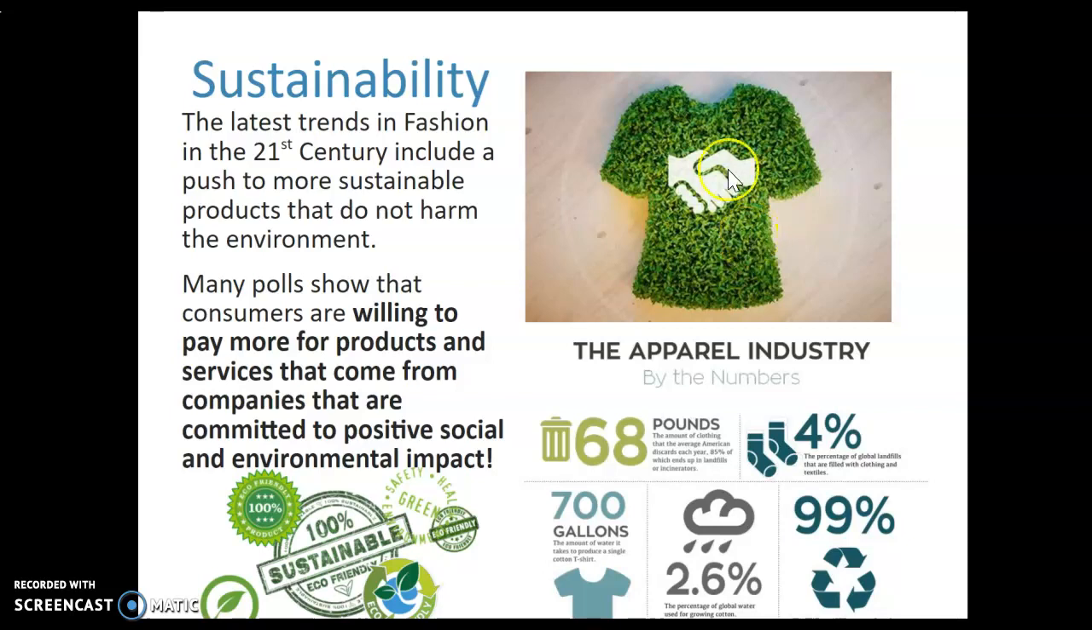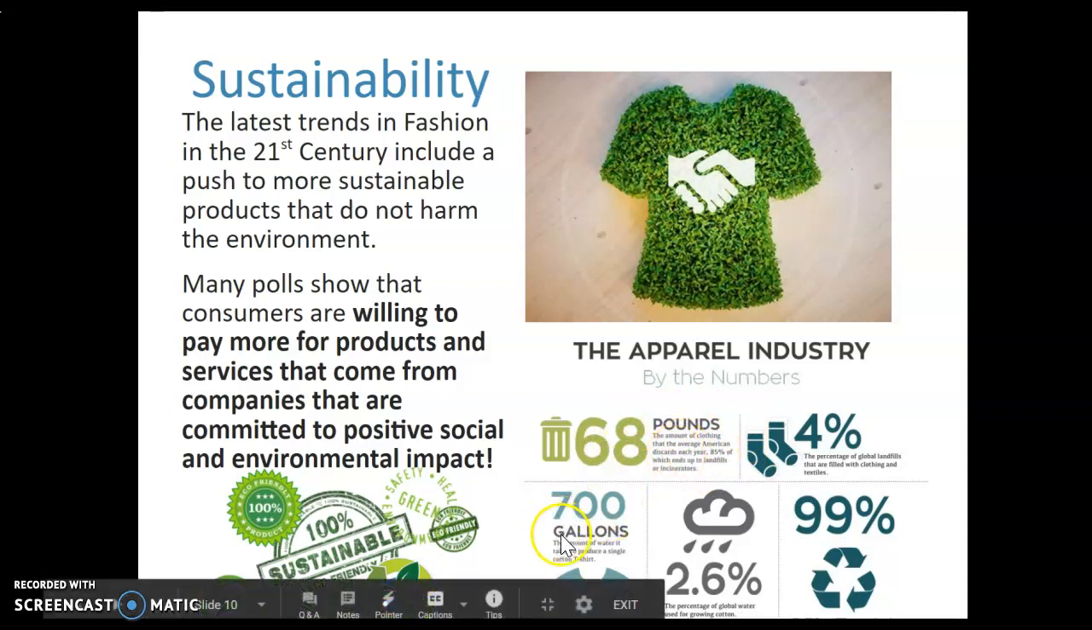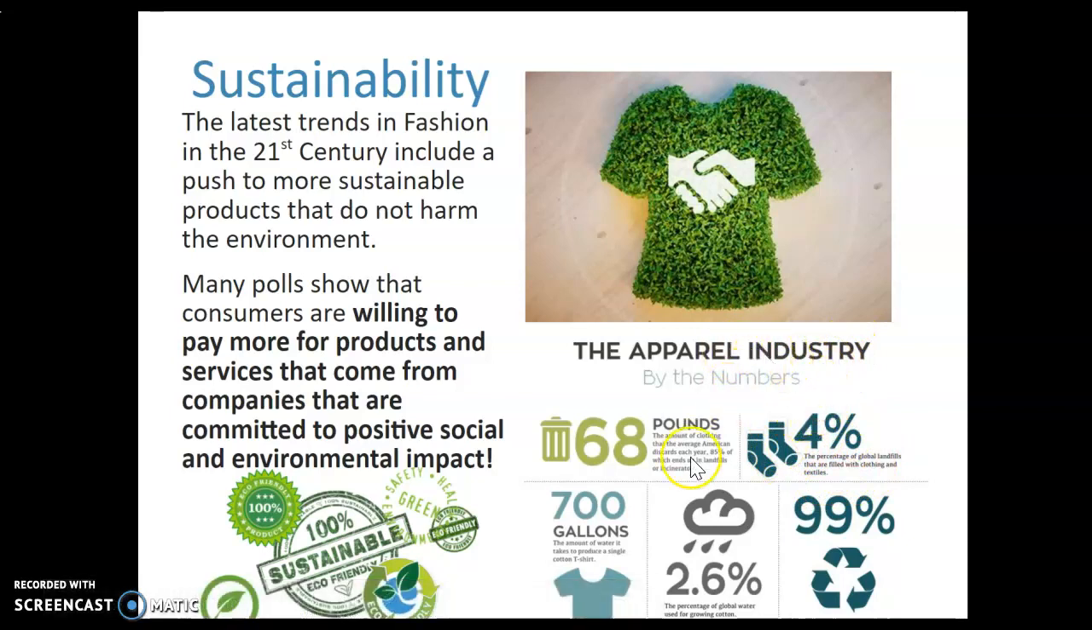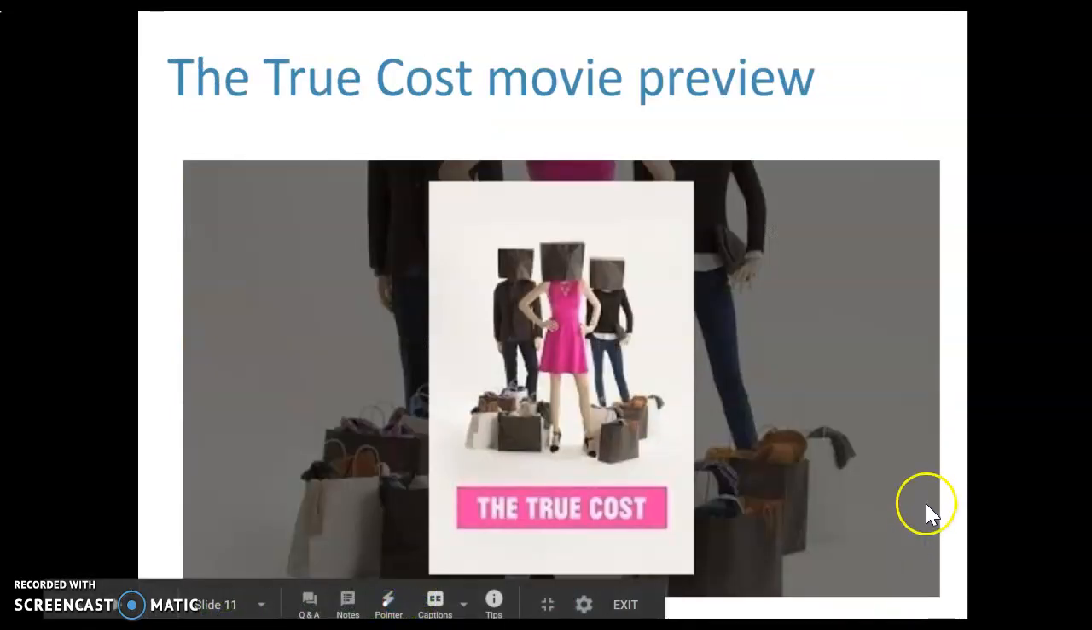So just a little bit of information: 68 pounds, the average amount of clothing that the average American will toss out this year. 700 gallons, the amount of water that it takes to produce a single cotton t-shirt, from washing the fibers to dyeing the fibers and rinsing them out. It's crazy, 700 gallons. 2.6, the percentage of global water that's used for growing cotton. 99% of clothing is recyclable, and 4%, the percentage of global landfills that are filled with clothing and textiles. 4% of everything that we throw out is clothing or textile related.